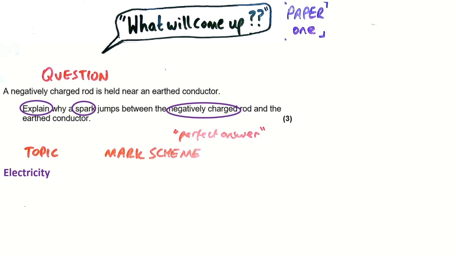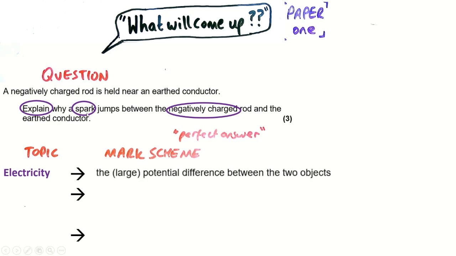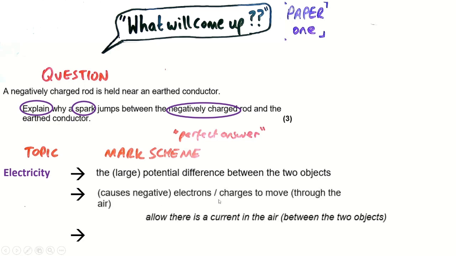Okay, so what we say is that for that to happen, there has to be a large potential difference between two objects. For any spark, which is a flow of electrons, to flow, there has to be a large potential difference. Now, when that happens, the electrons or the negative charges will move. Another way of saying that is there's a current in the air in this example, but you could say the electrons move, and you've got to say where they went from and where they went to. So in this instance, they go from the rod to the conductor, so essentially to the ground.